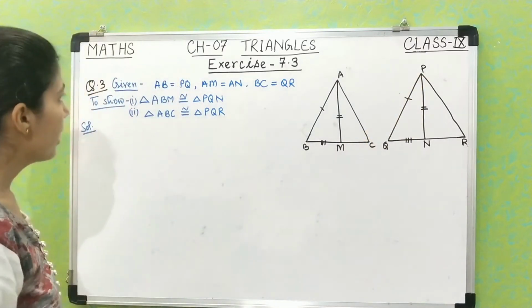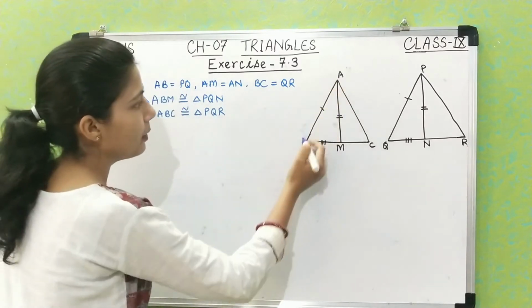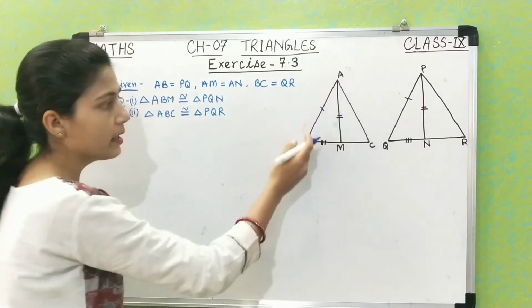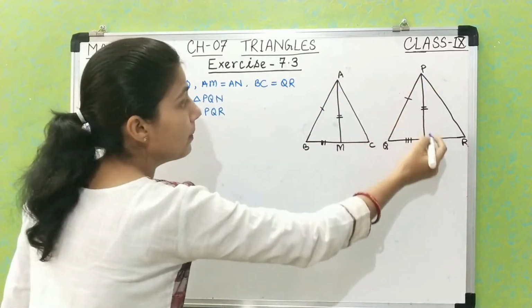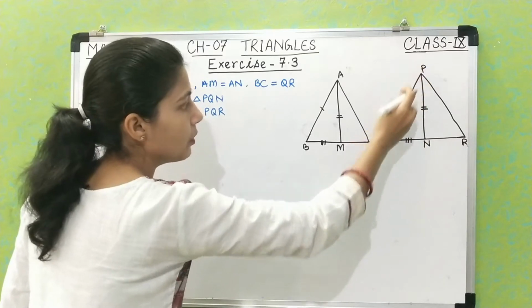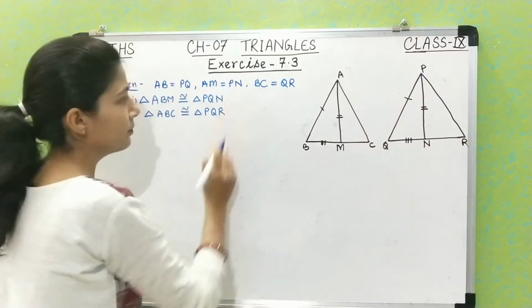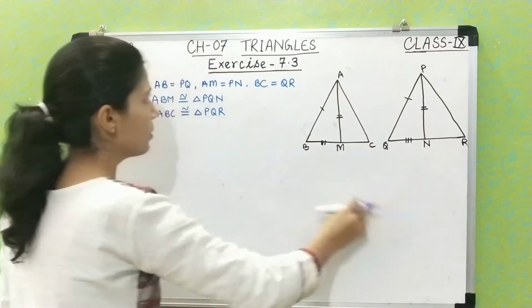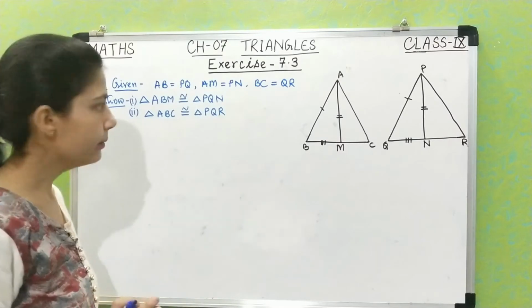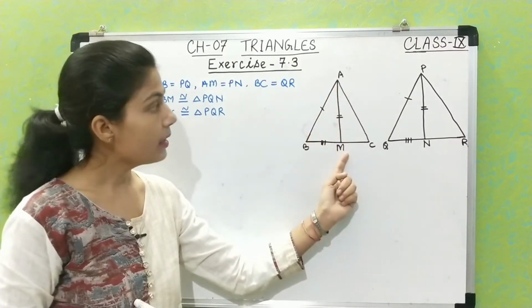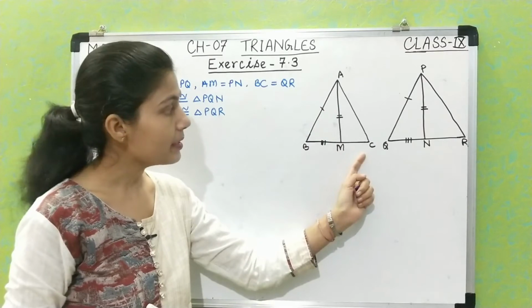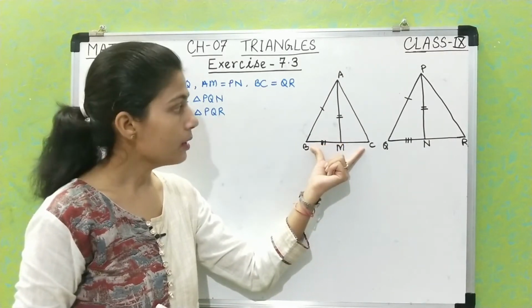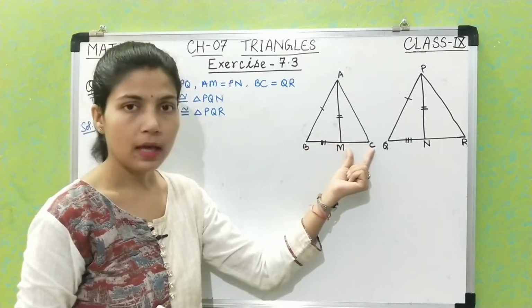Okay, so what we have been given: side AB is equal to PQ, and AM, the median of triangle ABC, is equal to PN, which is the median of triangle PQR, and the side BC is equal to the side QR. Okay, so these three elements are given equal. Since AM is the median of triangle ABC, this point M is the midpoint of side BC. So that's why BM equals MC.